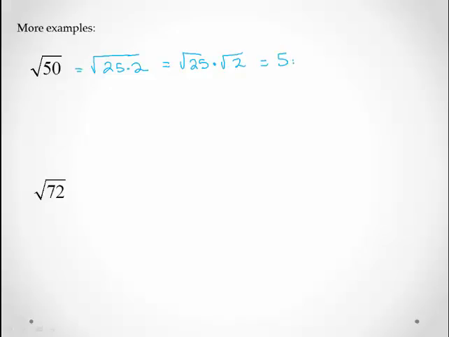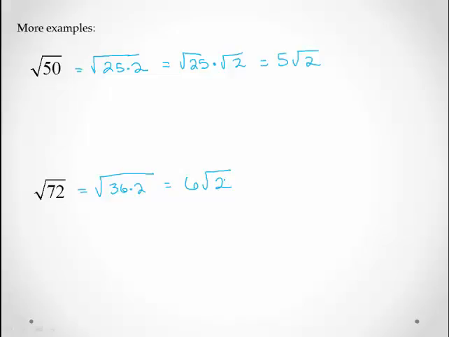Here are some more examples. Okay, I have 50 and 72. Now 50 is 25 times 2. That's the square root of 25 times the square root of 2. The square root of 25 is 5. So I have 5 root 2. 72 is 36 times 2. And the square root of 36 is 6. And I'm left with a 2 underneath the radical.